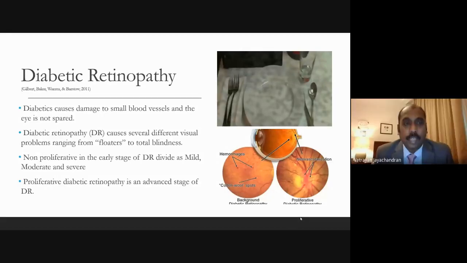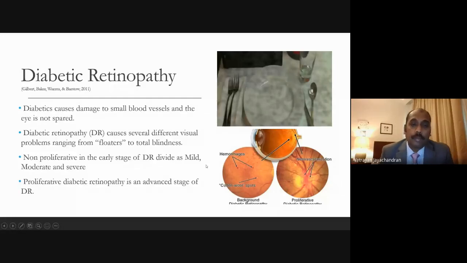Thank you. Okay, so we will continue. We have seen AMD. Next we are going to see diabetic retinopathy. As the name itself says, it is caused by diabetes mellitus. Diabetes affects a lot of small blood vessels and affects the body overall. The eye is also affected, as it is not spared.